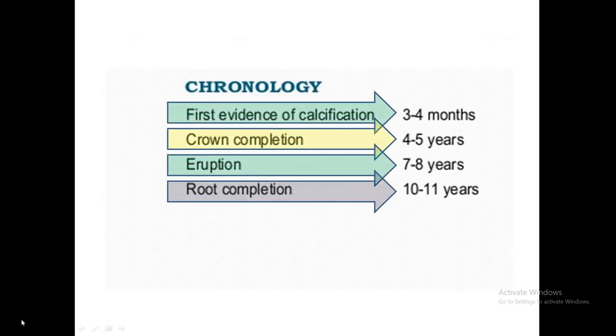If we see the chronological status, we can see the first evidence of calcification at 3 to 4 months of age, whereas the crown is completed by 4 to 5 years. Eruption is seen at 7 to 8 years and the root completes by 10 to 11 years of age.